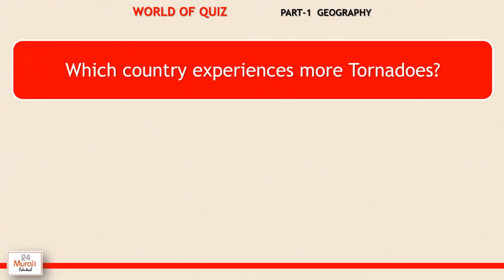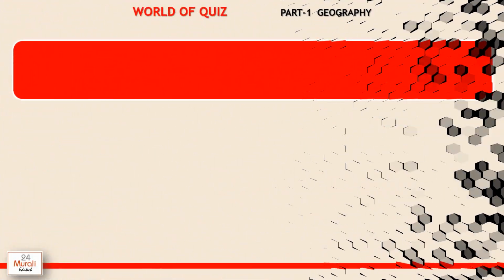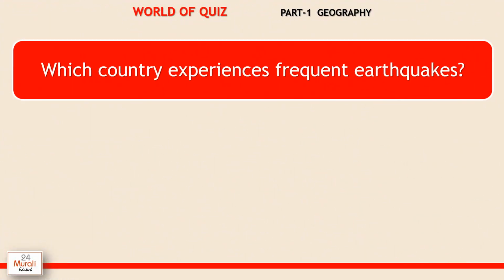Which country experiences more tornadoes? USA. The United States has the most tornadoes of any country, as well as the strongest and most violent tornadoes. A large portion of these tornadoes form in an area of the central United States popularly known as Tornado Alley. Which country experiences frequent earthquakes?